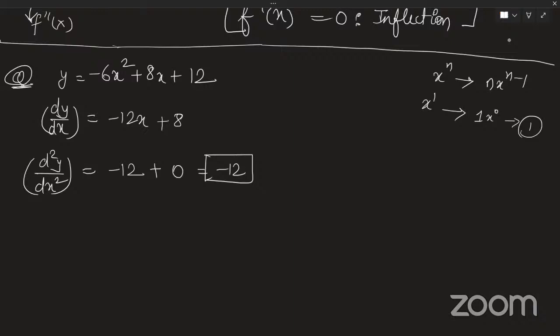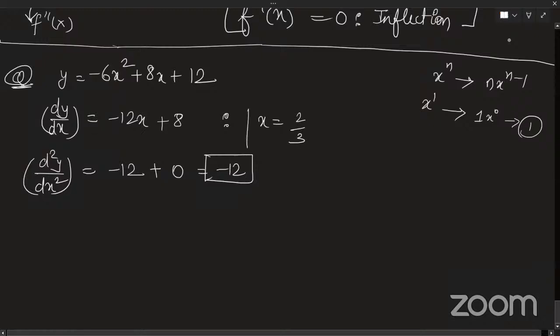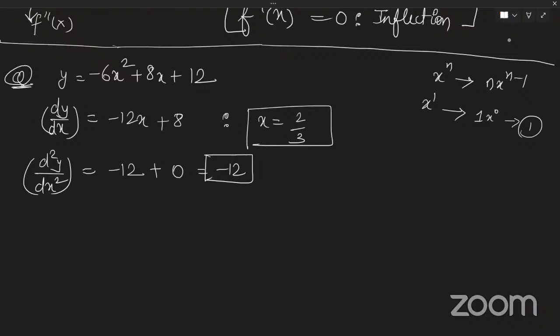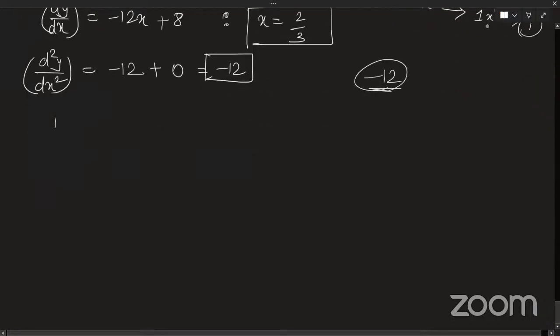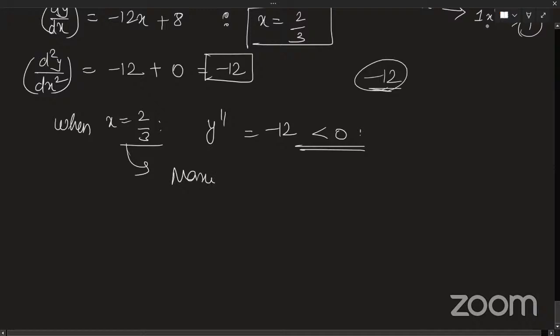Sir, what was its critical point? It was 2 by 3, right? Yes, sir. So what I am asking is, you have this value 2 by 3. Try to put it into this function. But this function is already a constant, that is minus 12. So you don't need to put this value. When x is equal to 2 by 3, this second derivative is minus 12, that is negative. So that means it is a maxima. Okay.